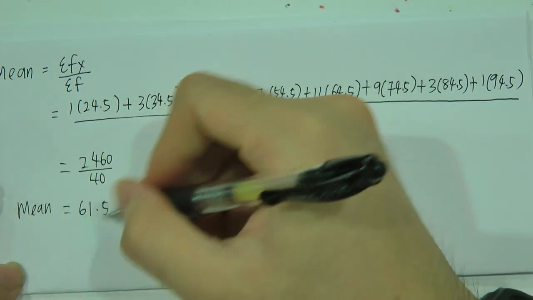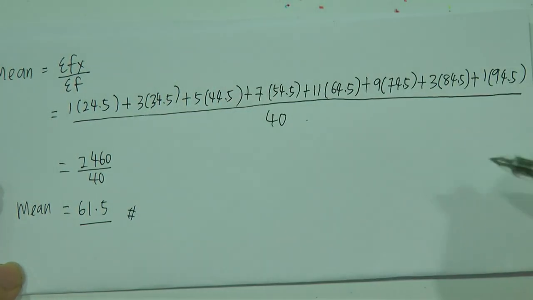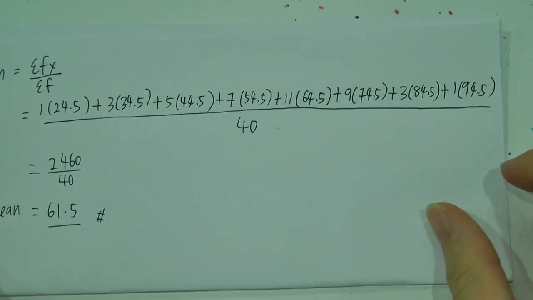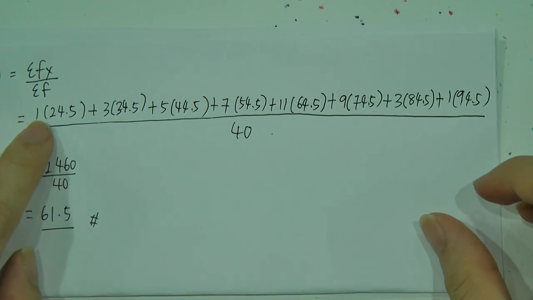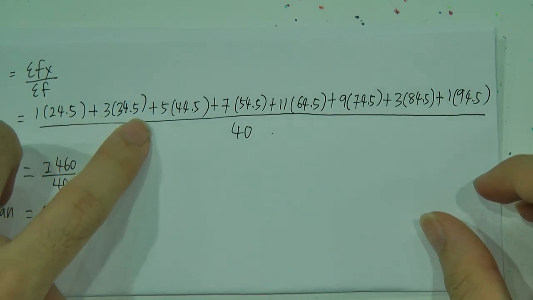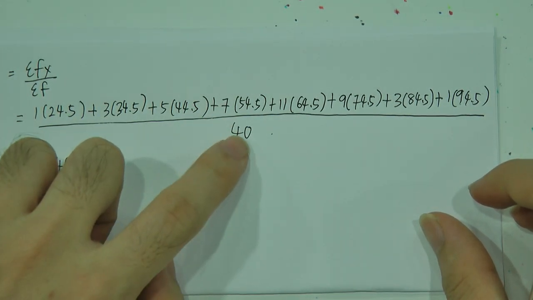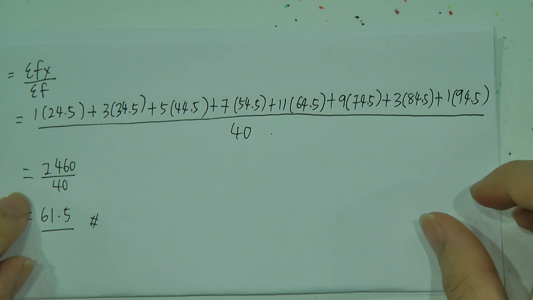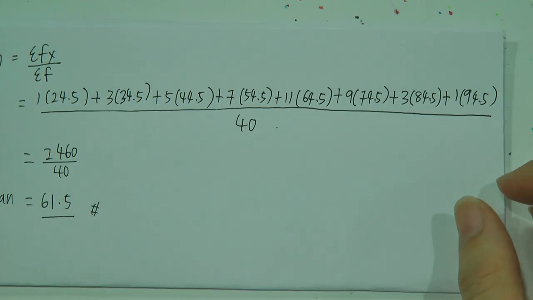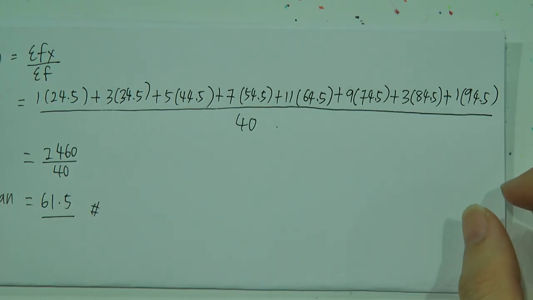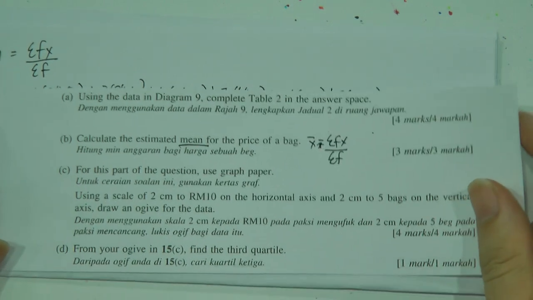Or you can write estimated mean equals 61.5. So this is the way we calculate mean. Just frequency multiplied by midpoint, plus frequency multiplied by midpoint, added together, divided by the sum of all the frequencies. If you don't press it wrongly, your calculator will do the rest of the job. Now we are done with part B.